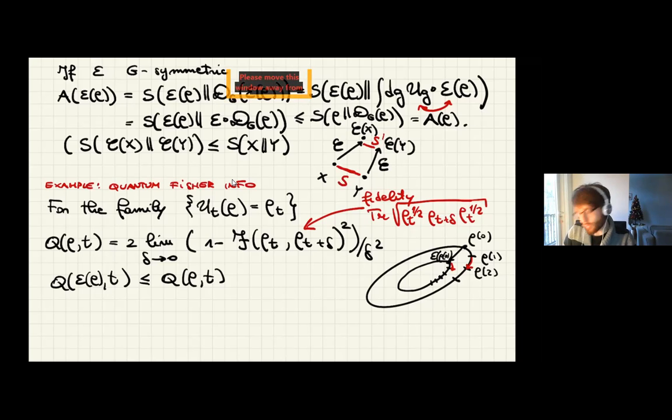So as you see, instead of conservation laws, we have this kind of new quantifiers, new monotones.